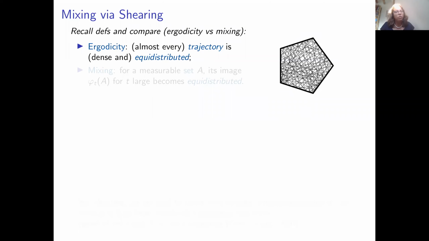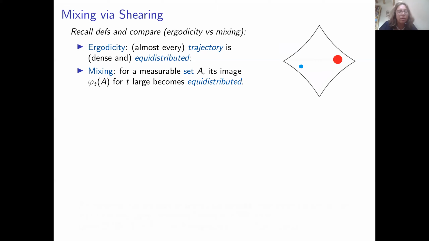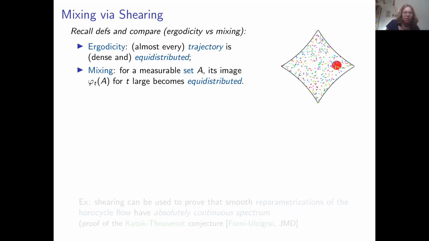So let me recall. If I have an ergodic system, it means that the typical trajectories are equidistributed. So imagine that I have a flow which is ergodic, so the typical trajectory of my flow equidistributes. And I want to know if it's mixing, so if, when I flow a set, the image of the set equidistributes.